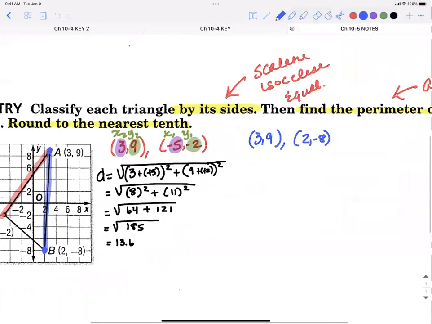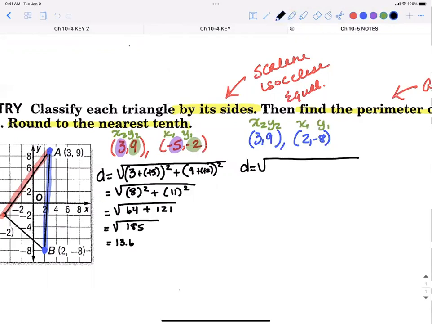And now I'm going to go through this whole process again. I'm going to find the distance on that blue line. So my distance equals, I've got my X2 and my Y2 and my X1 and my Y1.